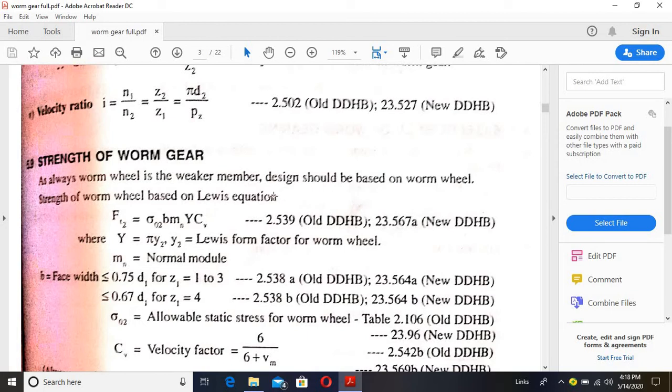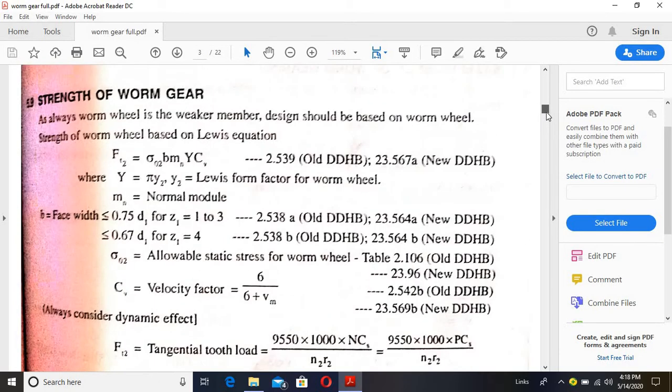So then how to calculate the strength? The strength of the worm wheel is based on the Lewis equation. Lewis has given a formula, and based on that we are going to calculate the strength of the worm wheel. Always the worm wheel is nothing but the worm gear, already I told that. So always the gear is represented by 2 and the pinion is represented by 1.